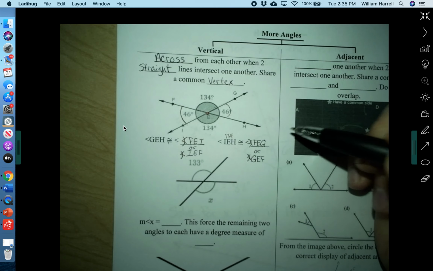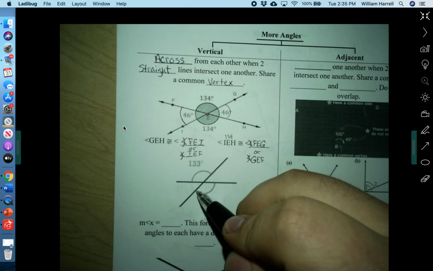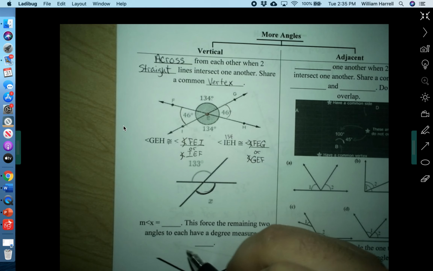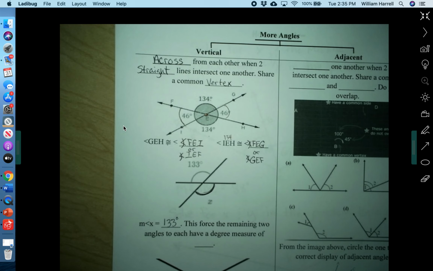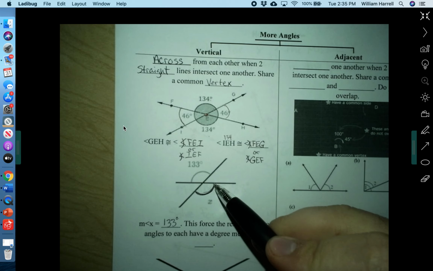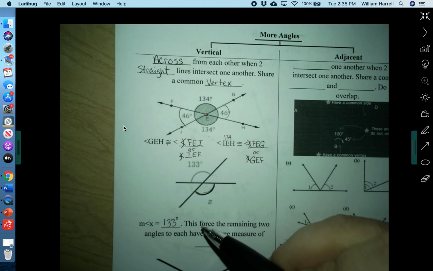So now I want y'all to do this. What's the measure of angle X? Again, so what's this angle measure right here? It winds up being 133 degrees. Now, if this is 133, what do these remaining two angles have to be?